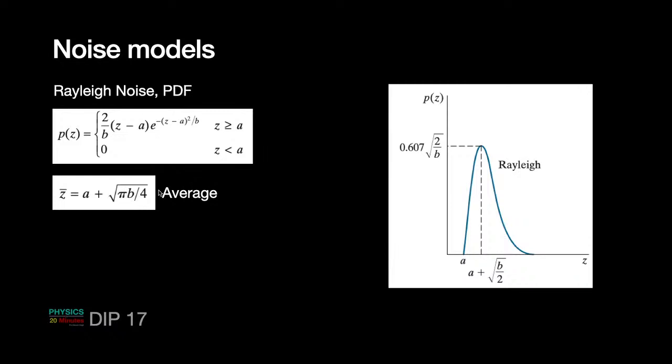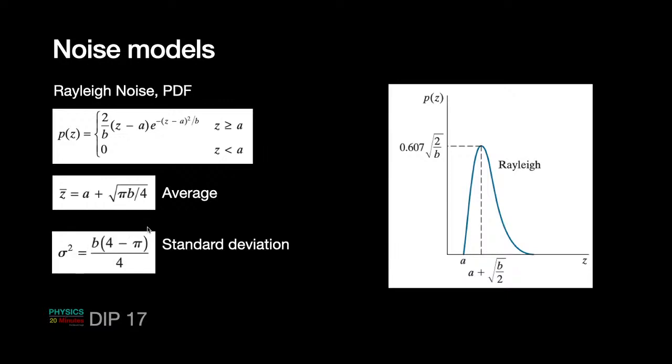The average of this, remember, is no longer symmetrical. The average is given by this formula and the standard deviation is given by this formula. So this is the Rayleigh noise. Again, as I said, you take a sample of the image. If the histogram is asymmetric, most likely it is going to be Rayleigh and not Gaussian.